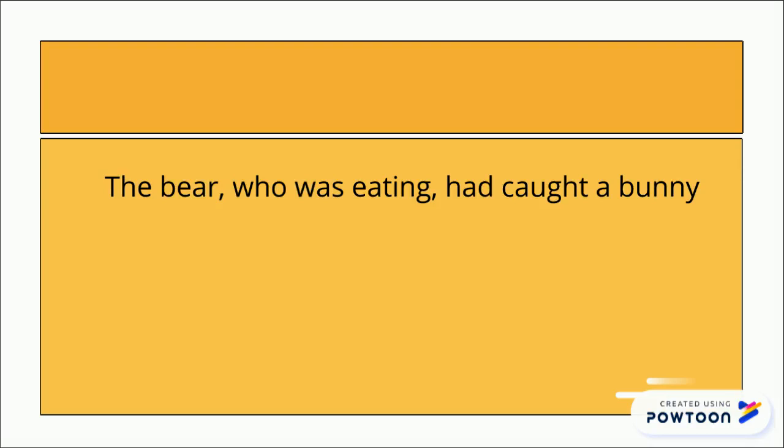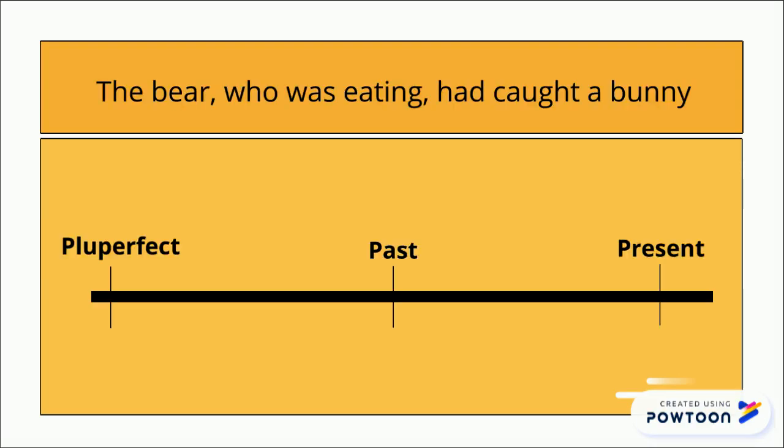If this is confusing, that's okay. Here's an English example to help. The bear who was eating had caught a bunny. We have a verb in the imperfect, was eating, and a verb in the pluperfect, had caught. The verb had caught is in the pluperfect tense because the action occurred before the bear was eating, or more in the past.